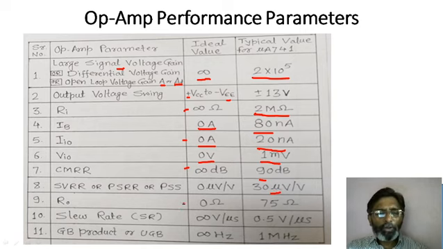Then next is output resistance. For ideal op-amp, it should be 0. For practical op-amp, it should be as small as possible. For 741, it is 75 ohms. Then slew rate. For ideal op-amp, it should be infinite, and for 741, it is 0.5 volt per microsecond. As far as gain bandwidth product is concerned, it should be infinite for the ideal op-amp, and for 741, it is 1 megahertz. So these are the different performance parameters of the op-amp, that is their typical values for the 741 op-amp.